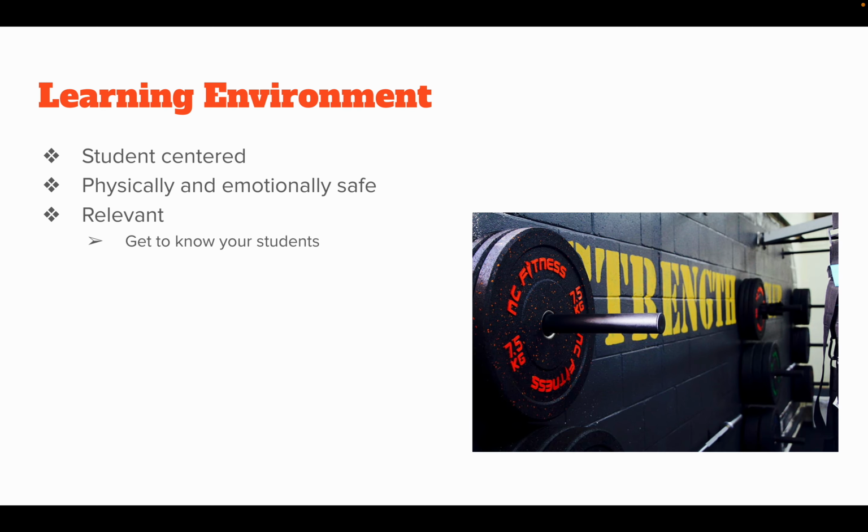The 4th component of DI is the learning environment. So you want to make sure it's student-centered. And we learn about teacher-centered versus student-centered. And teacher-centered, an example of a style like that would be more of the authority style, which is, I guess you could say, old school of what we think PE teachers act like. And so we're doing the opposite of that in DI style. Make sure your gym is physically and emotionally safe, and also make sure it's relevant.